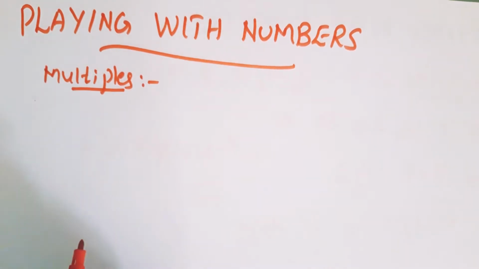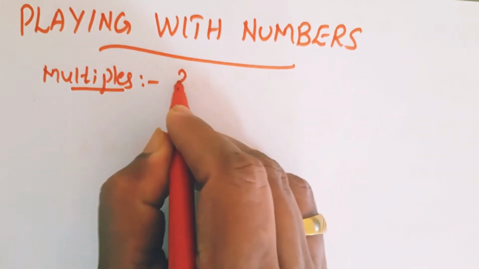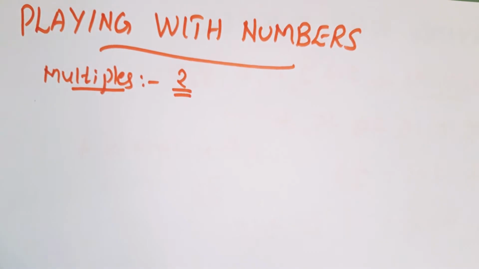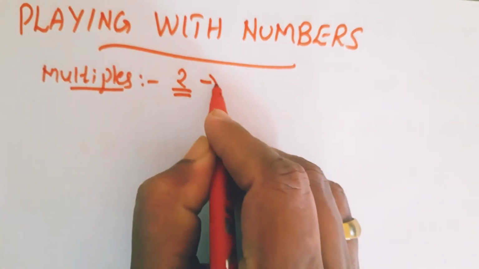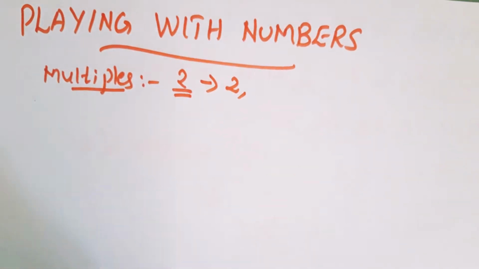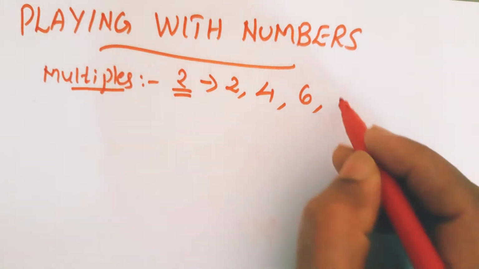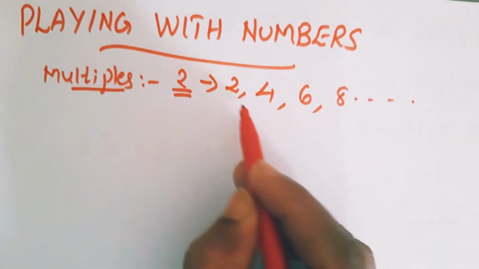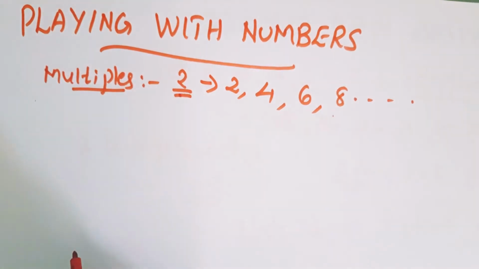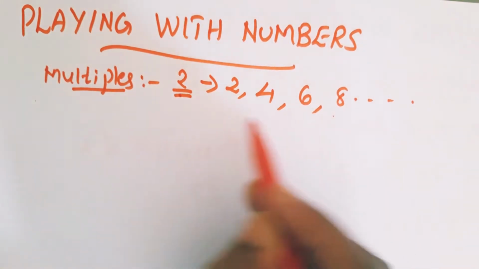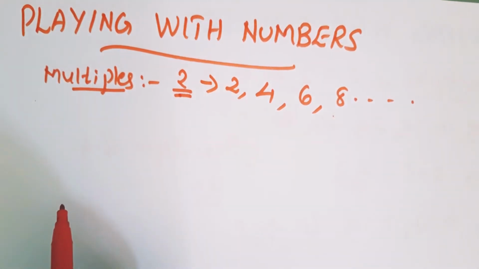For example, if I take the number 2, in 2's table, which numbers do we get as answers? 1 2 is 2, 2 2s are 4, correct? 3 2s are 6, 4 2s are 8. So these are all multiples of 2. That means multiples will appear in the multiplication table of a number.